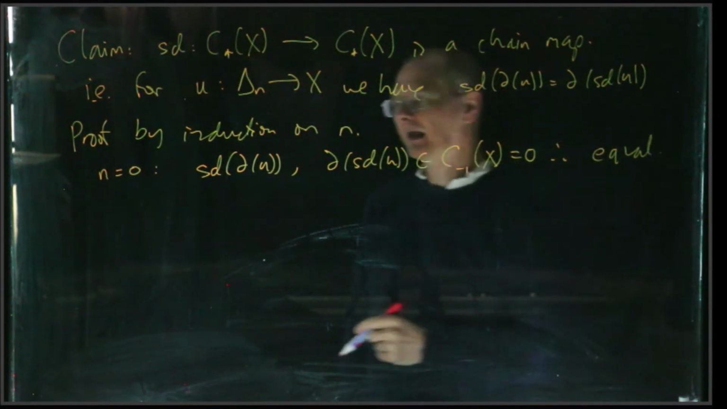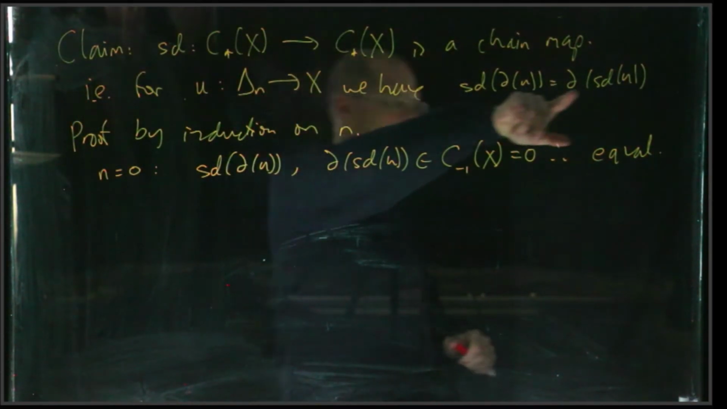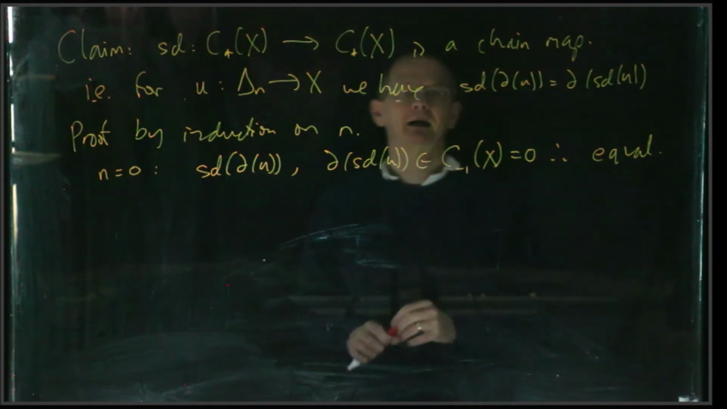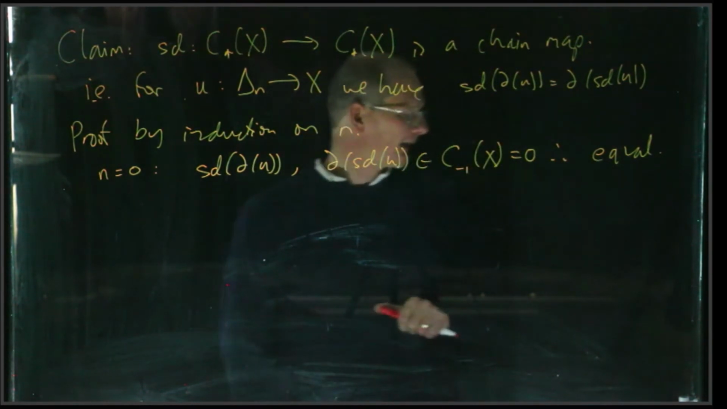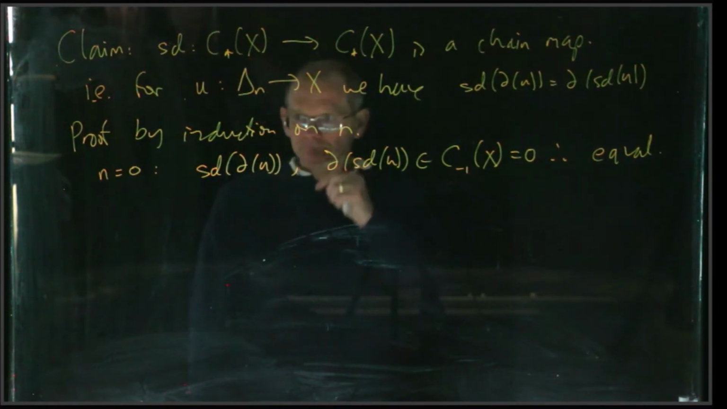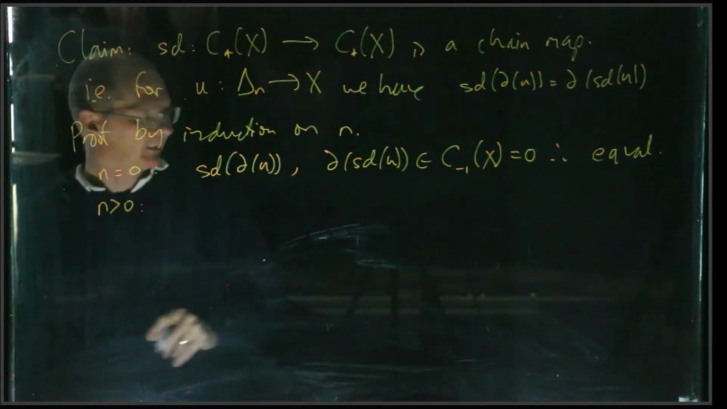So in case n equals 0, of course, there's nothing really to say. Both sides of this equation both lie in the 0 group, and so they're equal. Okay. So n greater than 0. Well, there's several things to do.